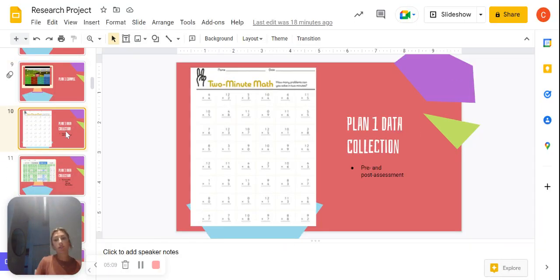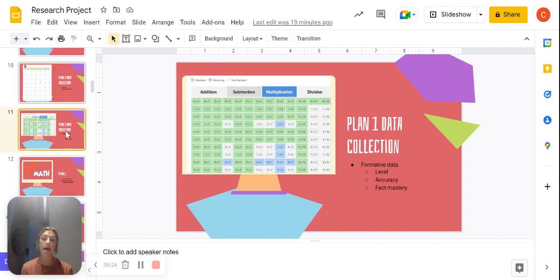For the data collection process, I do have a pre and post assessment. I'm sure you are aware of a 2-minute math graphic organizer. They have 2 minutes to answer as many problems as they can. This would be given at the beginning and the end of the research.